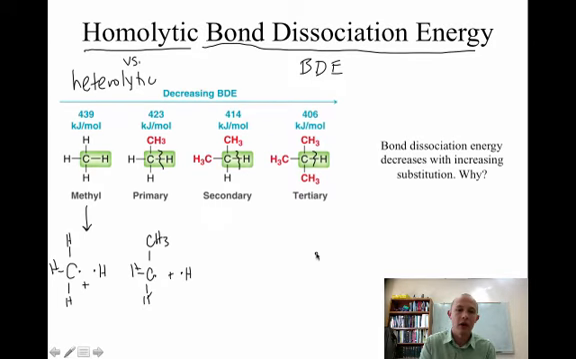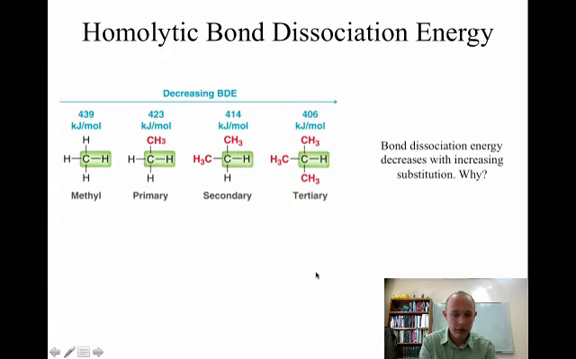So it makes sense, hopefully, that this CH bond requires 439 kilojoules of energy to break. This one only requires 423. This one only requires 414. This only requires 406. Do you need to memorize those? Of course not. But what you do need to know is that as we increase the substitution on this carbon, this bond actually becomes weaker, which makes sense, right? Because if we break that bond, we're forming a more stable radical.